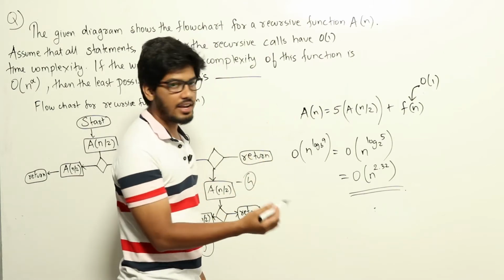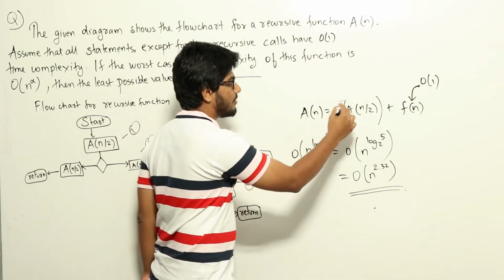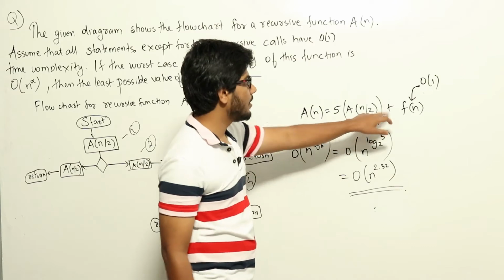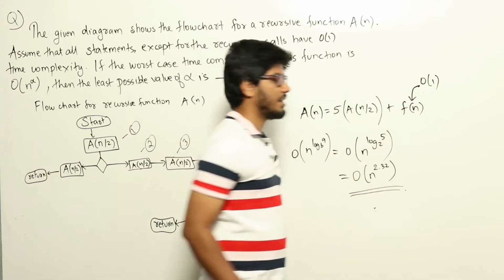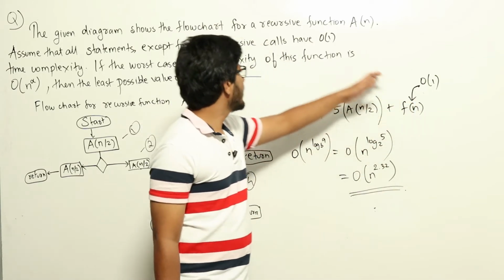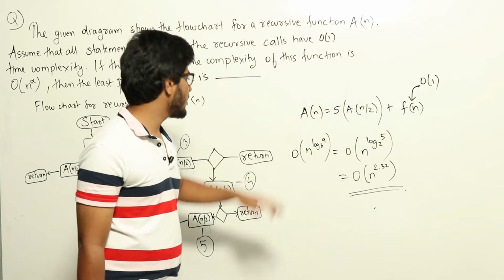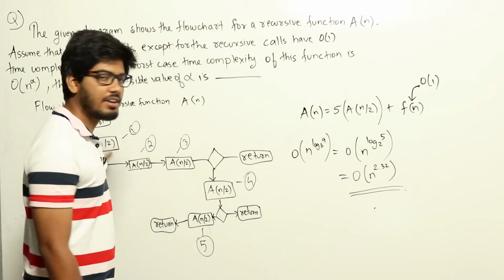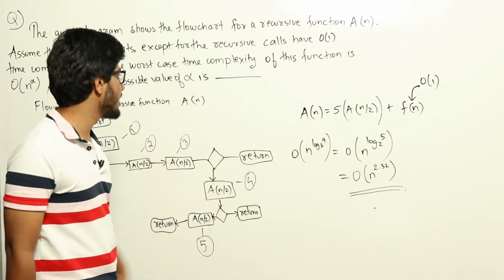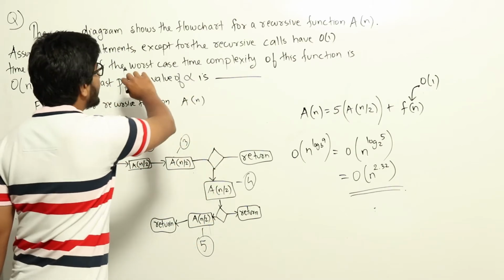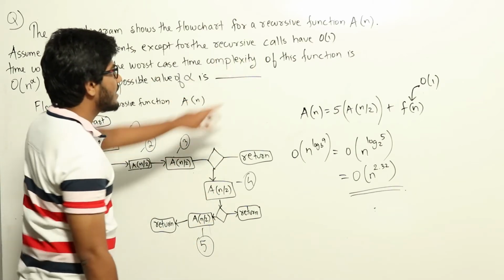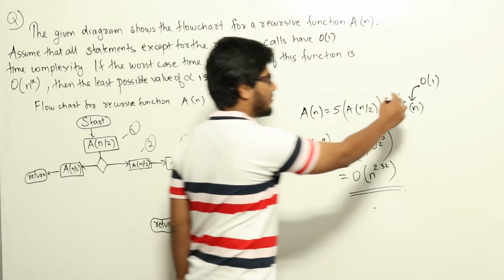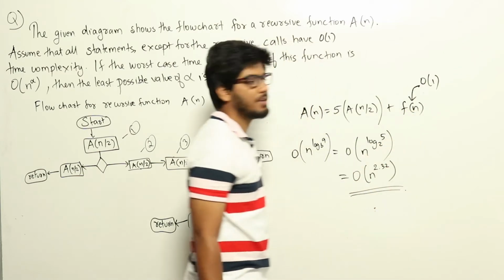function A(n), I can write like this: A(n) is equal to 5 times A(n/2) plus f(n), where f(n) is the time complexity of the rest of the parts. Apart from these A(n/2) statements, what other statements are there? It's the time complexity of that. Now in the question it's given that except for the recursive calls, it has O(1) time complexity. So f(n) will be a function having O(1) time complexity.